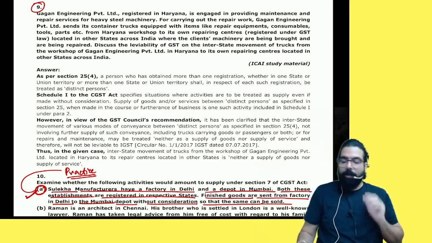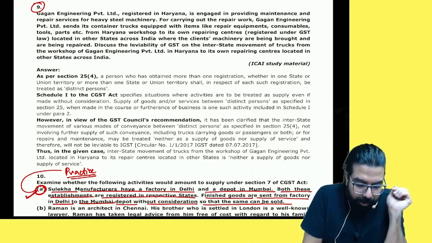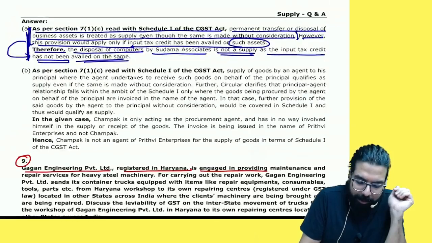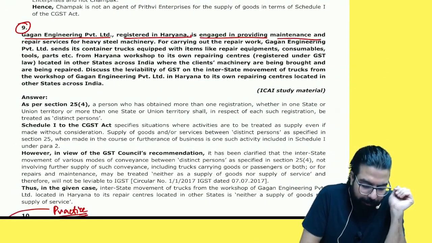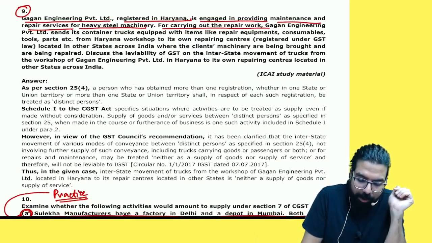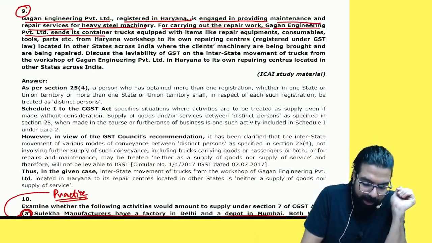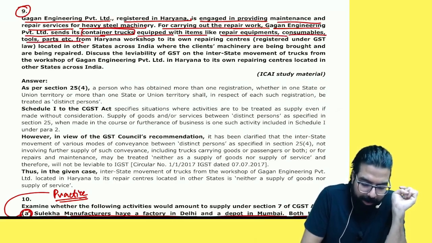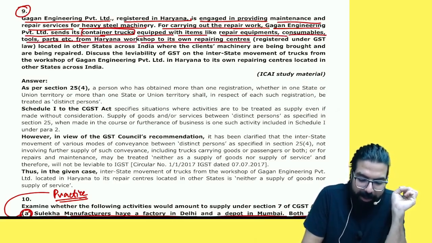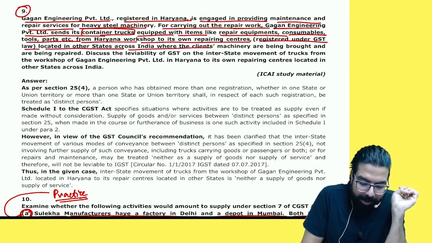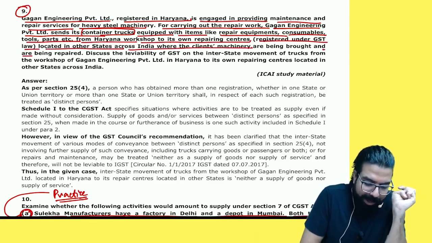People understood the question. What is the question telling? Gagan Engineering, registered in Haryana, is engaged in providing maintenance and repair services for heavy steel machinery. For carrying out the repair work, Gagan Engineering sends its container truck equipped with items like repair equipment and consumables from the Haryana workshop to its own repairing center registered under GST located in another state, where the client machineries are being brought and repair work is done.